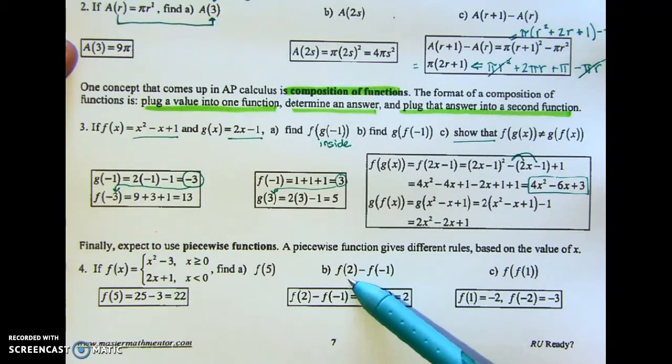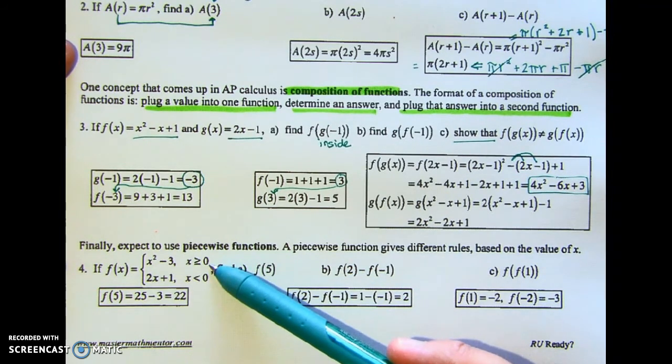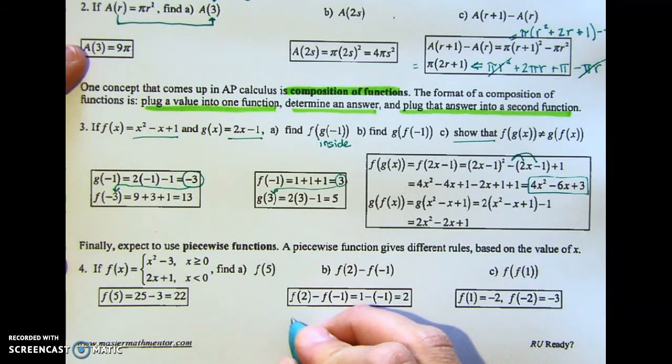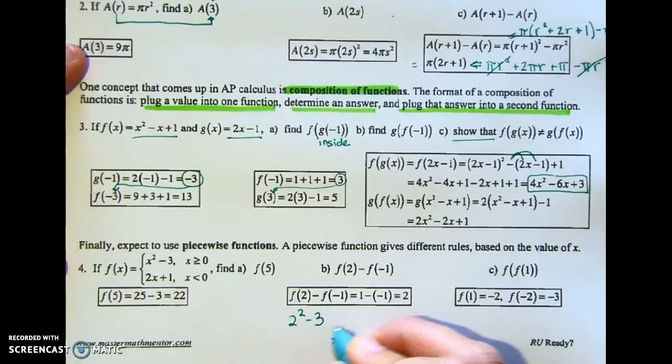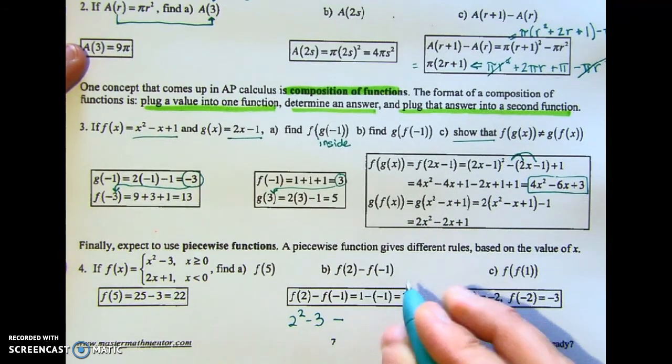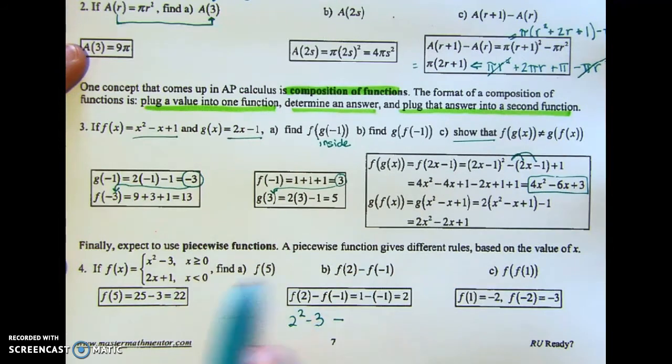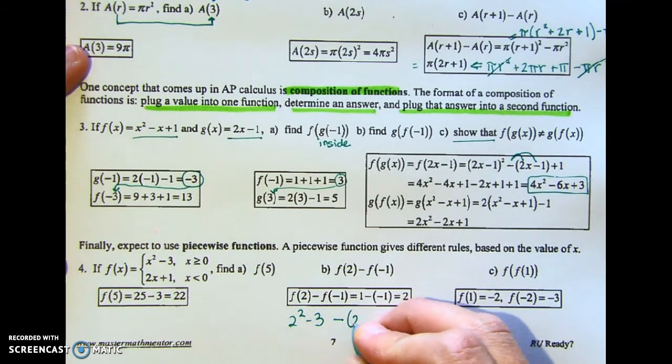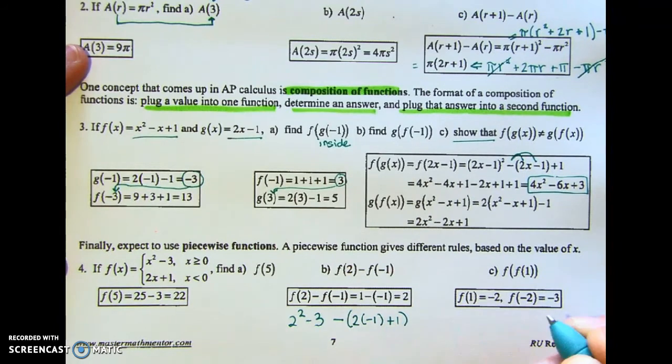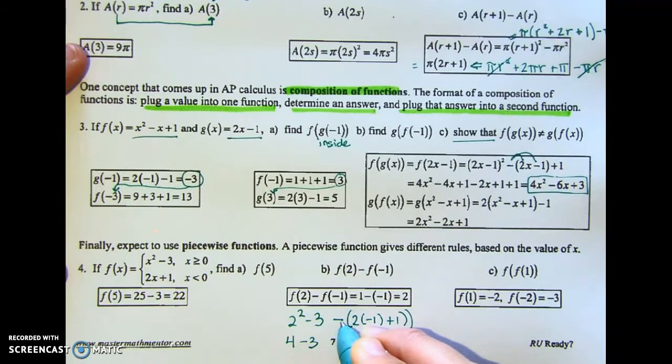B is fun. B says find f of 2, which is greater than 0. So that's going to be 2 squared minus 3, and then subtract f of -1. -1 is less than 0, so we're going to plug -1 into the bottom function. I have enough parentheses there. So 2 squared is 4. 4 minus 3. This is a -2, but then we're distributing the negative, sorry. So negative and a negative make a positive, and then minus 1. So 4 minus 3 is 1, plus 2 minus 1 equals 2.